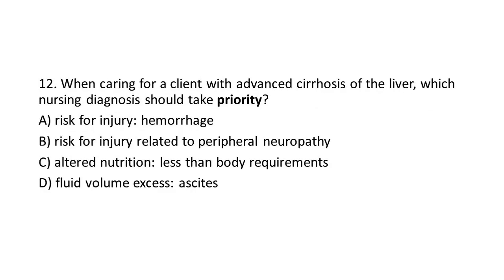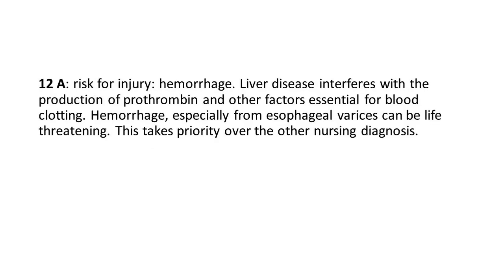12. When caring for a client with advanced cirrhosis of the liver, which nursing diagnosis should take priority? A. Risk for injury, hemorrhage. B. Risk for injury related to peripheral neuropathy. C. Altered nutrition, less than body requirements. D. Fluid volume excess, ascites. 12A. Risk for injury, hemorrhage. Liver disease interferes with the production of prothrombin and other factors essential for blood clotting. Hemorrhage, especially from esophageal varices, can be life-threatening. This takes priority over the other nursing diagnoses.